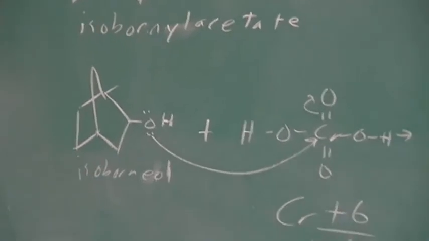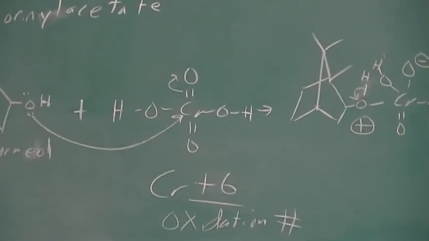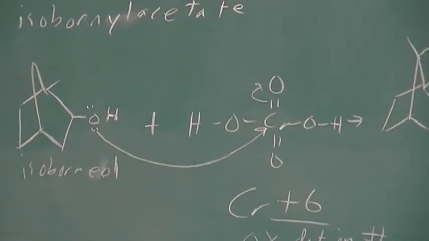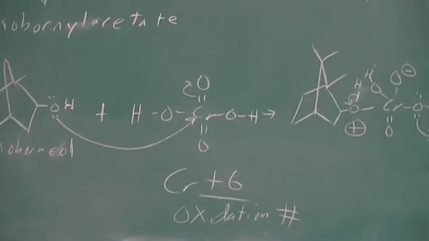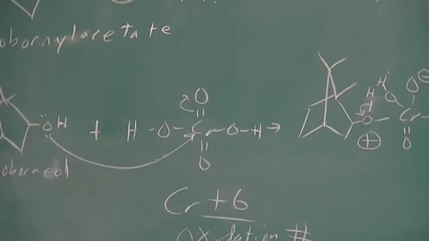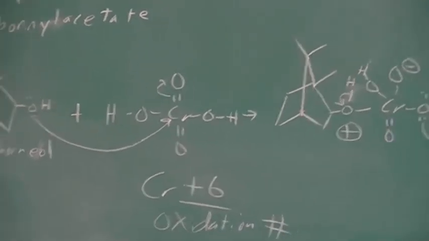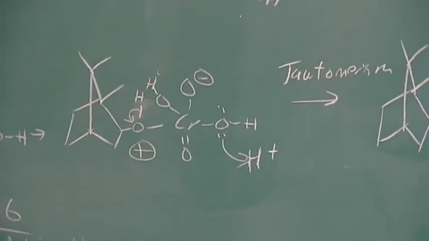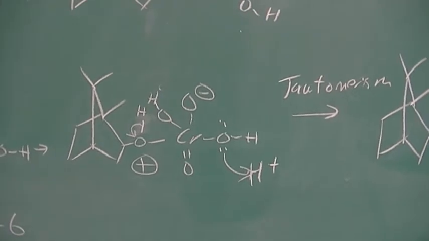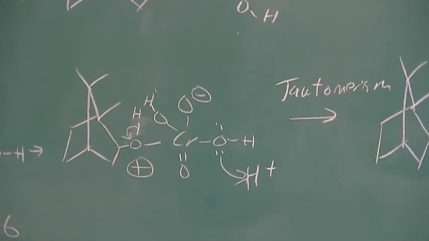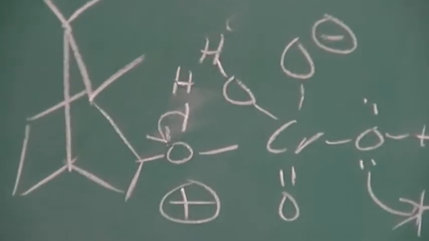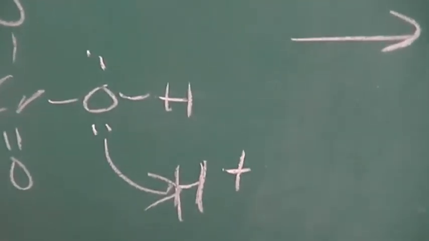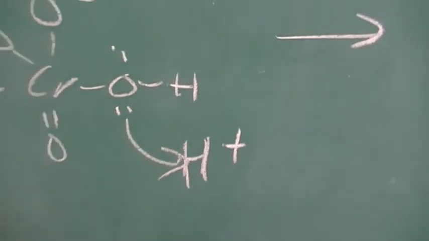And here's the mechanism for that oxidation. The oxygen of your alcohol will attack your chromium on your chromic acid, and the electrons go to the O. Then we're going to do a tautomerism. You can do this in one step or in two steps. You are going to release H plus here, and this OH is going to attack that H plus.